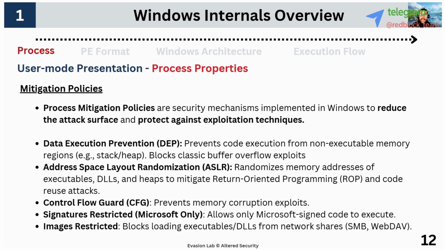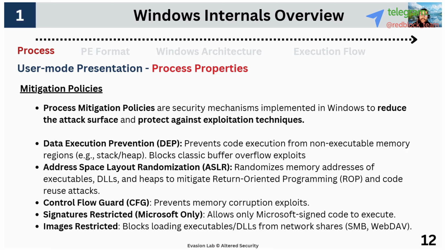We have the data execution prevention, or the DEP. It is designed to prevent code execution from non-executable memory regions, such as the stack or the heap. This means that even if an attacker managed to inject malicious code into these areas, the code cannot be executed, blocking traditional buffer overflow attacks.